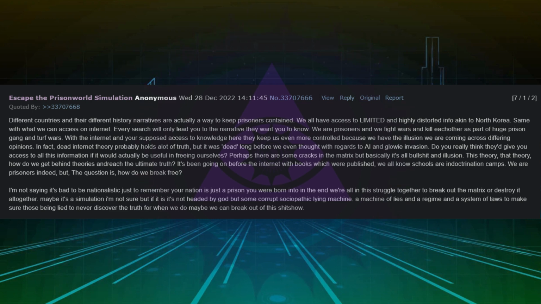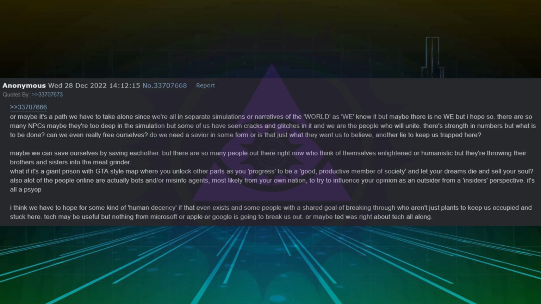Maybe it's a simulation, I'm not sure, but if it is, it's not headed by God but some corrupt, sociopathic, lying machine. A machine of lies and a regime and a system of laws to make sure those being lied to never discover the truth, for when we do, maybe we can break out of this shitshow. Or maybe it's a path we have to take alone since we're all in separate simulations or narratives of the world as we know it, but maybe there is no we, but I hope so.